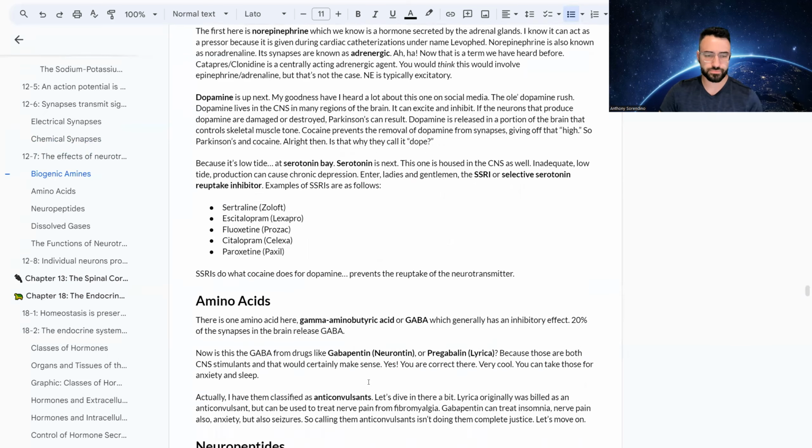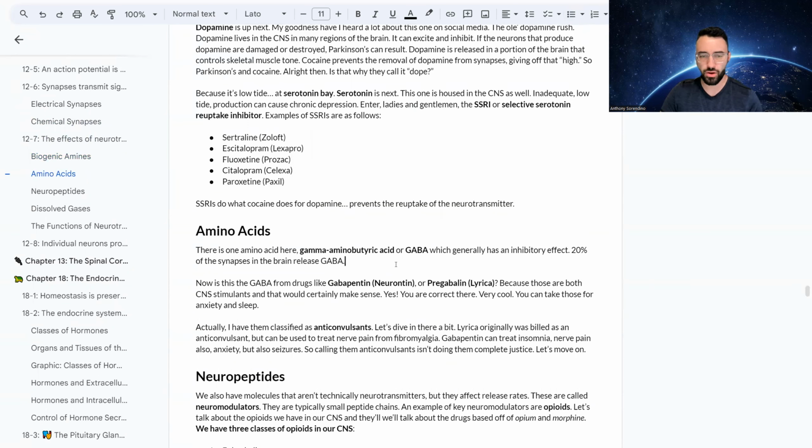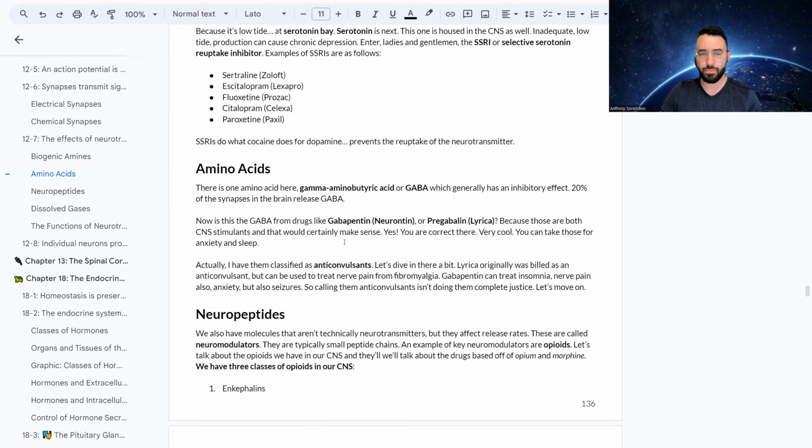Cool. All right. We also have some amino acids that can act as neurotransmitters. So we have GABA, which is gamma aminobutyric acid. Generally, it has an inhibitory effect. 20% of the synapses in the brain release GABA. Another pharmacology thing here, you have drugs like gabapentin or pregabalin, Lyrica, which are technically classified as anticonvulsants. And that is the same GABA that's involved there. Okay, so an inhibitory effect, GABA, that kind of makes sense to stop seizures.